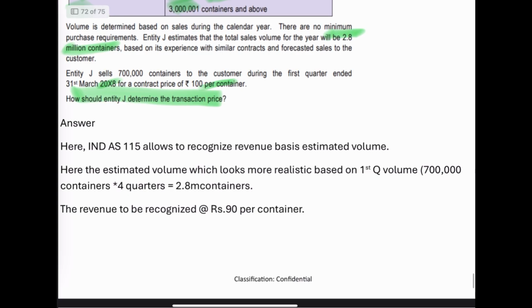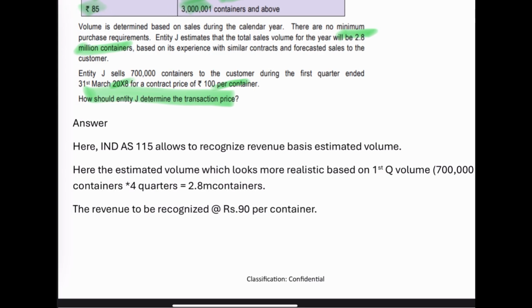So here the transaction price should be based on the estimate. Ind AS 115 allows us to recognize revenue based on the best estimate. Here the best estimate is 2.8 million containers, for which the price will be 90 per container. So the revenue should be recognized at 90 per container. Even though the customer pays 100 per container for the initial consignments, the remaining 10 rupees should be accounted as a liability and not as revenue, and revenue is to be recognized at rupees 90 based on the best estimate.